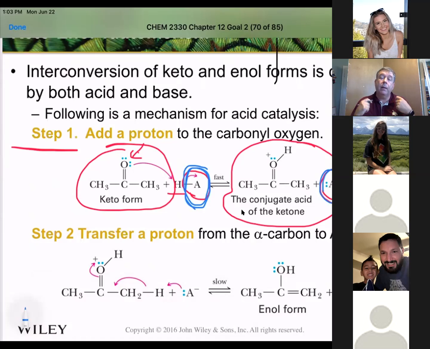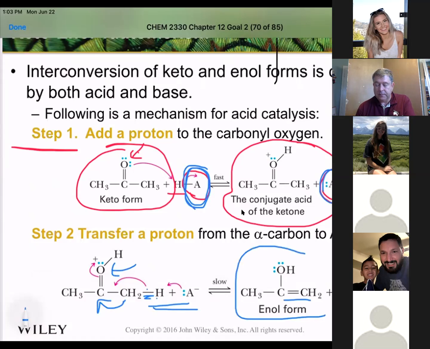It can take the proton back that it just gave, or in the case of forming the enol, it actually removes the proton from the carbon next to the carbonyl, not from the oxygen. If it takes it from the carbon next to the carbonyl, that's going to kick these electrons in and give us the enol form and give us back our neutral species.